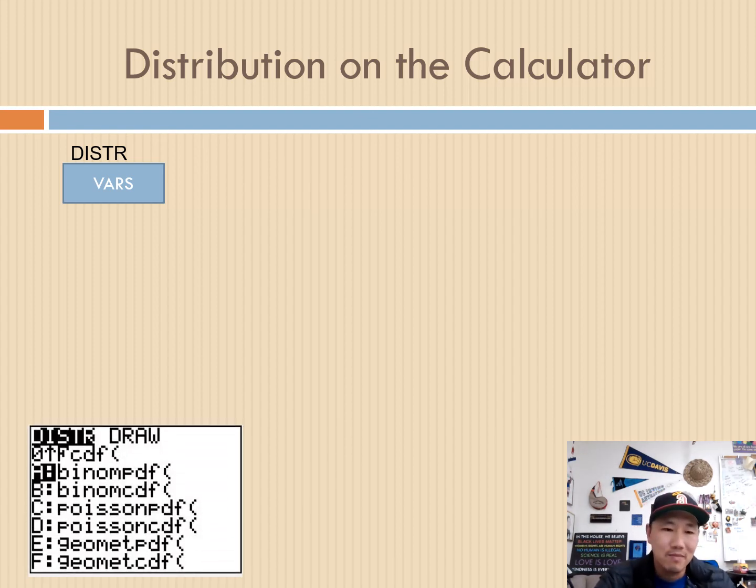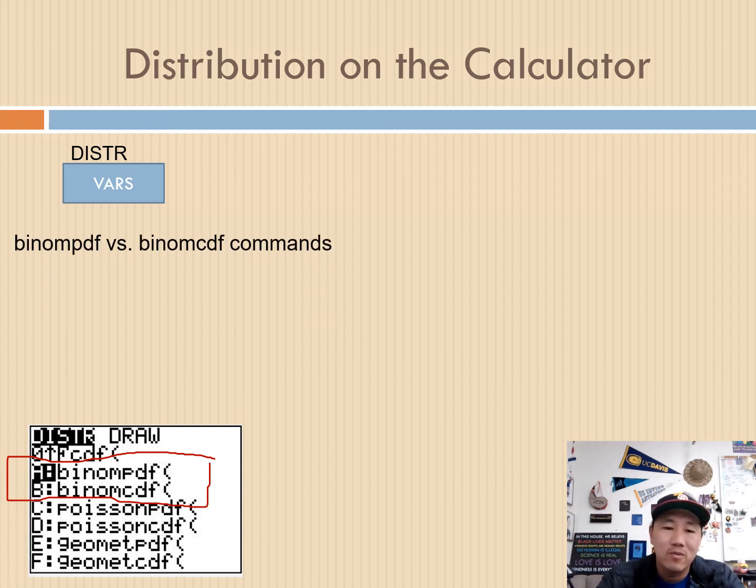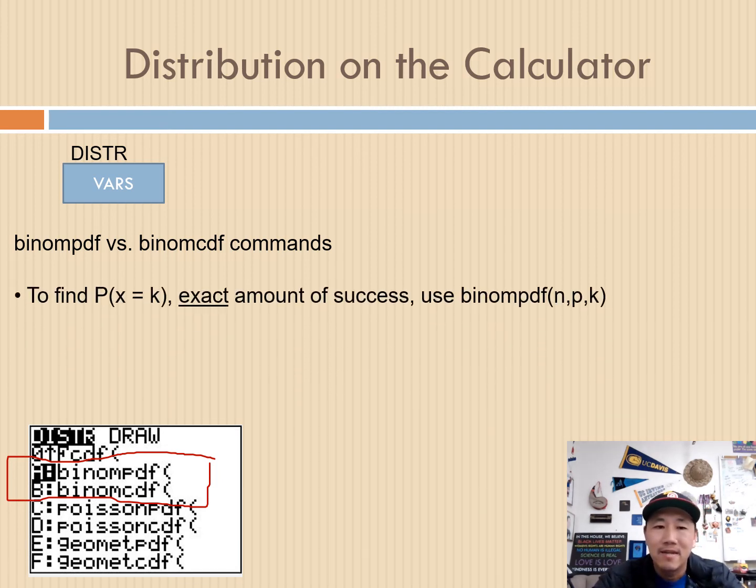Once you do that, you'll see a menu. You have to scroll down a little bit to see this menu, but we are focused on these two right here: the binomial PDF and the binomial CDF. We're going to use those two. To find the exact amount, like that basketball question where I wanted exactly 9 players to be picked, you would use the binomial PDF option, this one right here.